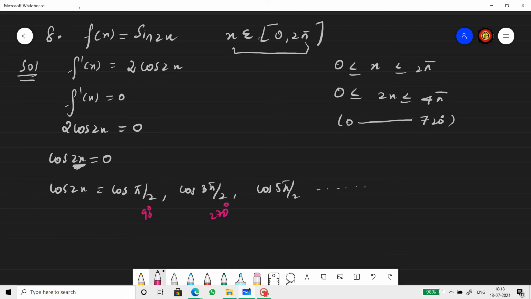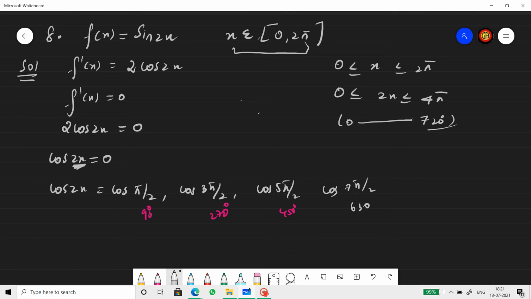This is 270 degrees. This is 5 into 90, 450. And then we'll get 90, 270, 450 and then 7 pi by 2. So 7 into 90, 630. That's all. I cannot go beyond that because beyond that we'll cross 720. So therefore, these are the possible angles.